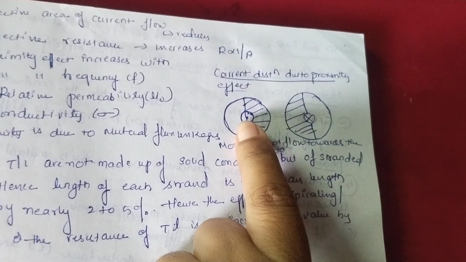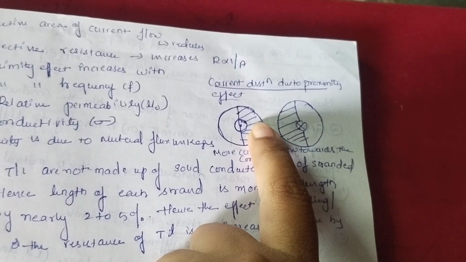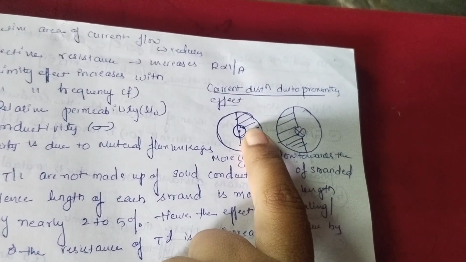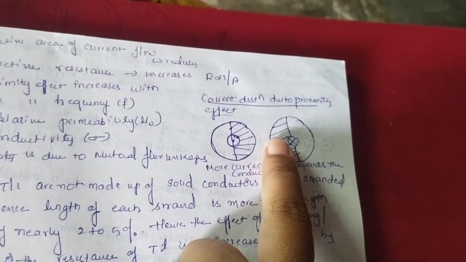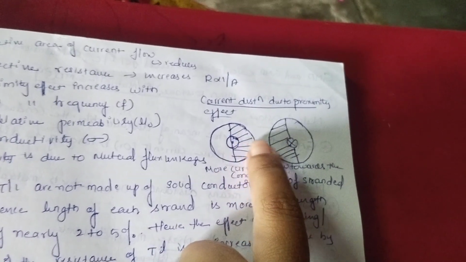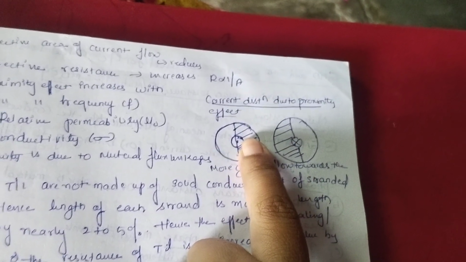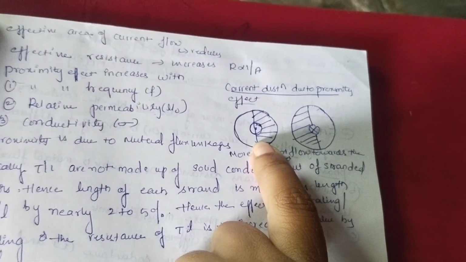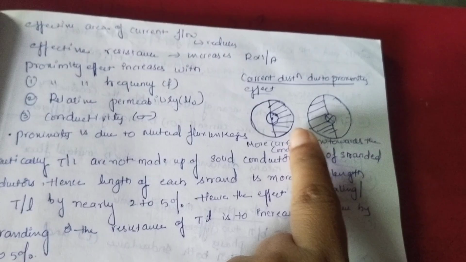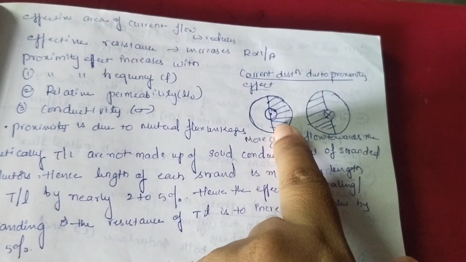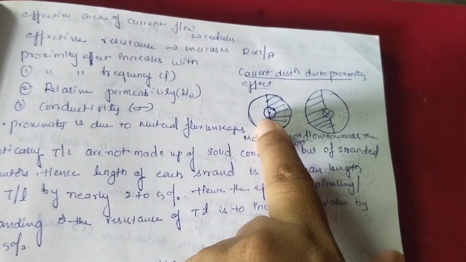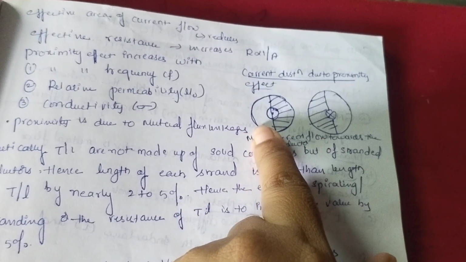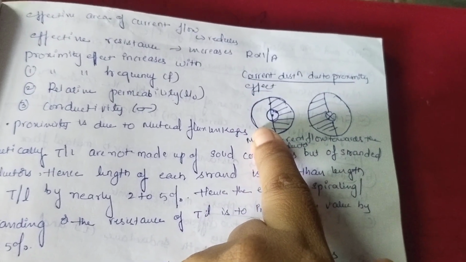Why mutual flux? Because between two conductors only mutual flux exists. Due to this mutual flux only, current is flowing towards the end of this conductor, and this conductor towards this conductor. See, if we see these two conductors, this current is flowing towards this conductor, and this current is flowing towards this conductor. So in a conductor only this part has current flowing, in this part current is not flowing. So overall effective area of current flow is reduced.